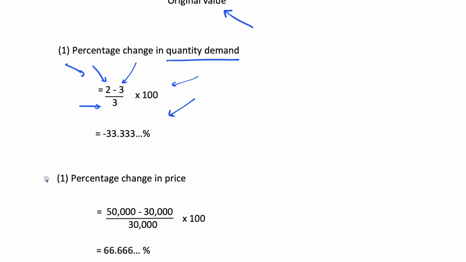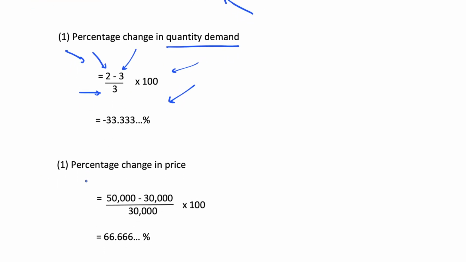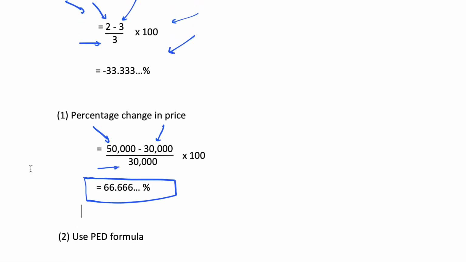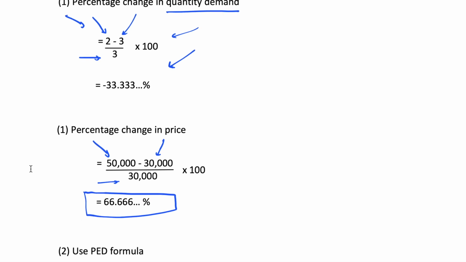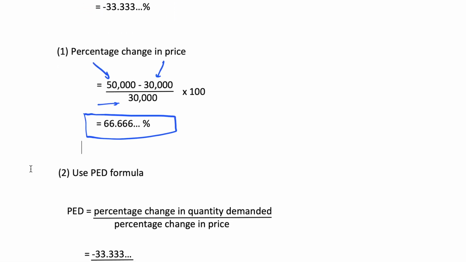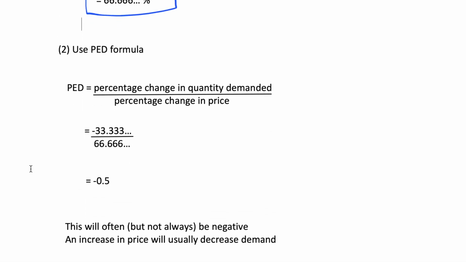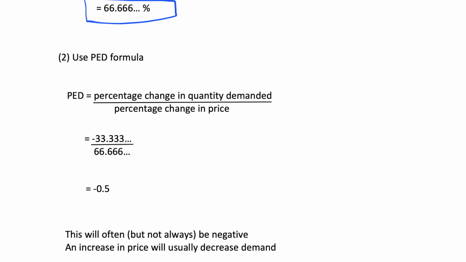And then our percentage change in price, we have gone from 30,000 to 50,000, we divide by the original value, and again we'll get out that our percentage change here is an increase of 66.6 recurring percent, or it's increased by 2/3. So we have that our price has increased by 2/3 and our quantity demanded has fallen by 1/3. So we can substitute this into our price elasticity of demand formula.